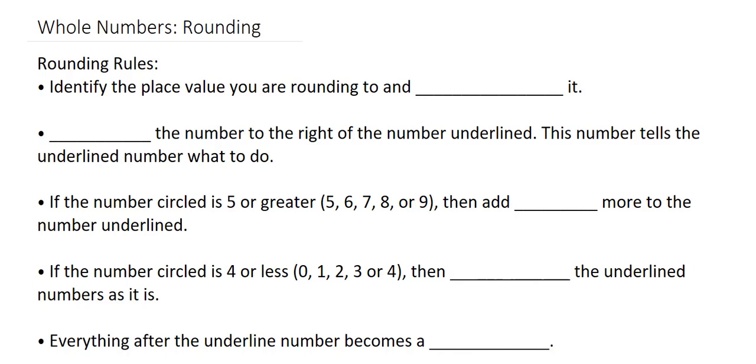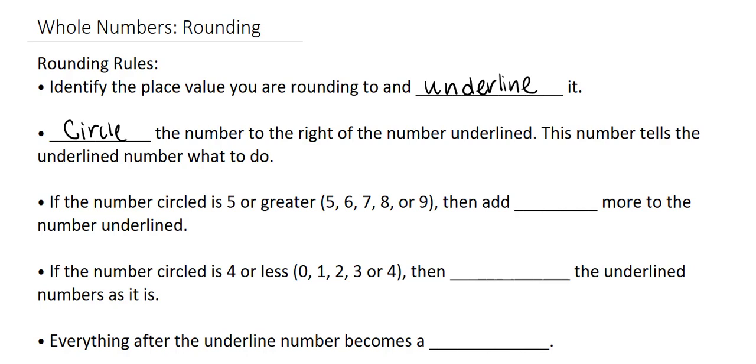Whole numbers, rounding. Here we are going to go over a few rounding rules before we go into our examples. The first thing we're going to do is identify the place value you're rounding to, and underline it. Then we're going to circle the number to the right of the underlined number. This number tells the underlined number what to do.